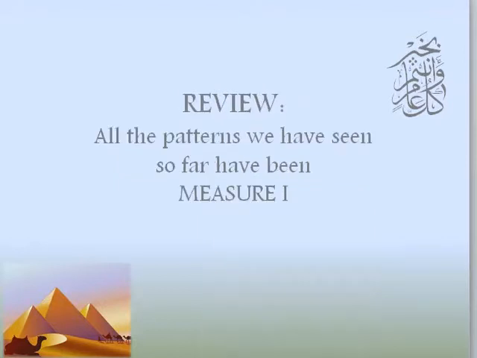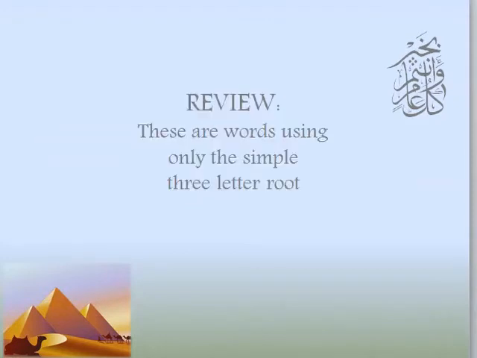Okay, so we're going to review again. Going back to what we said so far, all the patterns you have seen so far have been measure 1, which doesn't mean a lot because you haven't seen all the other patterns yet. The problem is this. Measure 1, just to review, are the simple verbs or the simple words that use only the 3-letter root. Like yashrab, yadhab, yadras, there's nothing added to them. A word like yatakalam, you can tell that's got something added onto it.